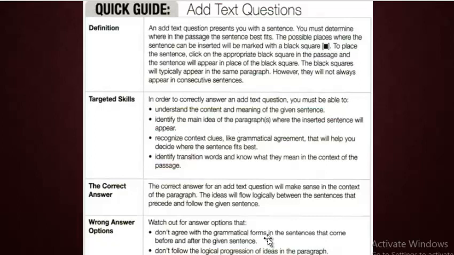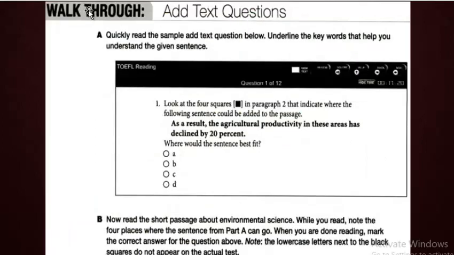It's not matching in the parallel structure. They should match grammatically or syntactically with the sentences that come before and after the given sentence, meaning there is no grammatical connection. Don't follow the logical progression of the ideas in the paragraph. If we insert the wrong answer option, it disturbs the order of the ideas, and that is why it's wrong. Walk through: step-by-step learning.